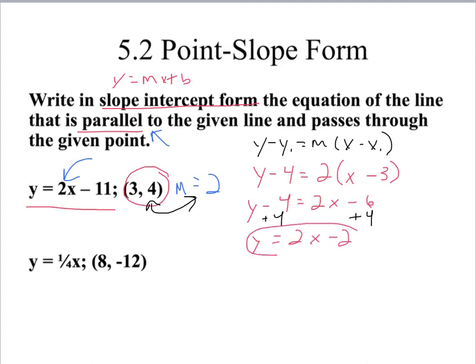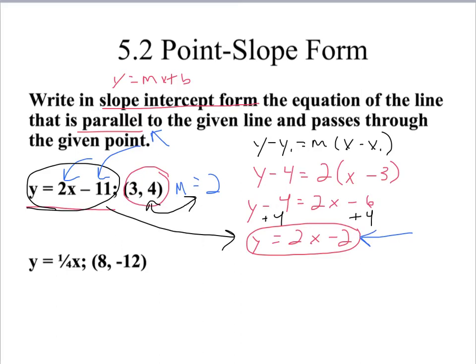And I'm done. The slope of the first equation you are given, 2x minus 11, should be the exact same as the slope in your new equation, 2x minus 2. Your y-intercept will be different. Notice up here it's -11, down here it's -2. But your slopes will be exactly the same. Let me do it again on this next one.